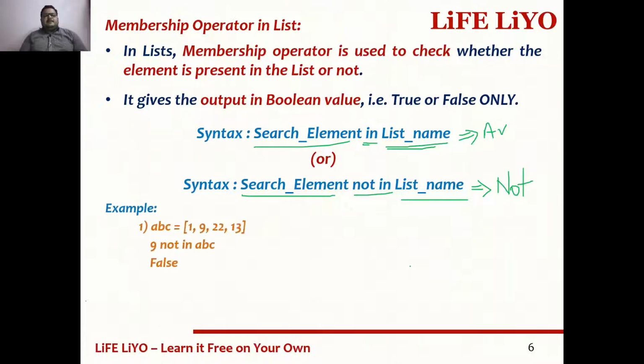Let us take the example. Here 1, 9, 22, 13, four elements are there in the list ABC. 9 not in ABC: 9 will be compared with the first element. 9 equal to 1? No. 9 equal to 9? Yes. That means 9 not in ABC is wrong, so it will give the answer false. Now another list DDG has some elements: 29, 33, 12. 33 in DDG: 33 will be compared with 29, which is false. 33 equal to 33? Yes, it is true. So 33 in DDG is true.